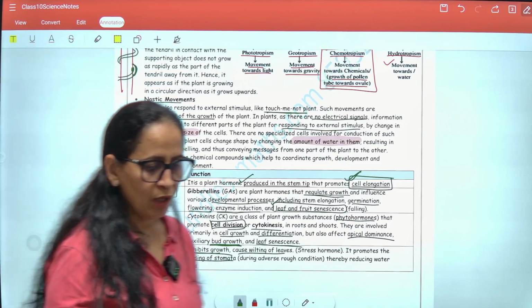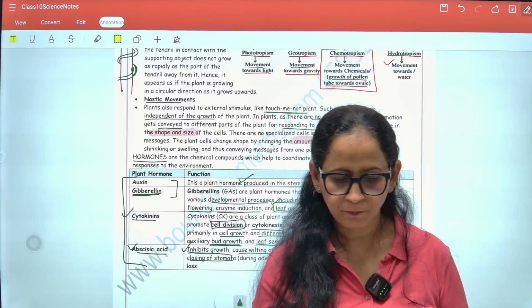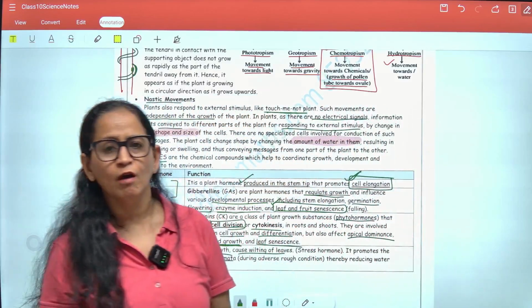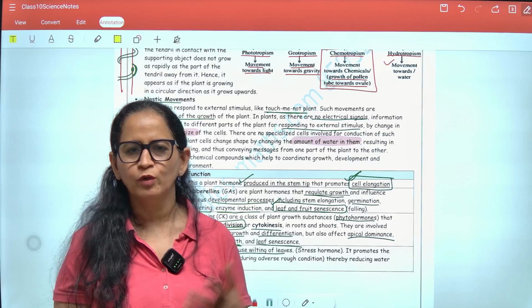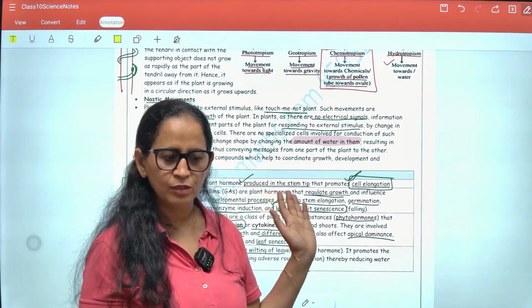So this is all that we have in this chapter on control and coordination. I hope you have understood the basic concept of the entire chapter: the nervous system, how it works, the endocrine system, what the hormones are, what the glands are, and then control and coordination in plants also.